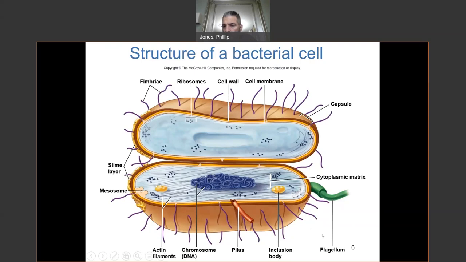Flagellum, these are just for rotation. And like I said, they're going to either run or tumble. So it's kind of like a propeller. It goes one way to go forward, it goes the opposite way to go backwards, and it's going to run or tumble towards or away from something positive or negative.